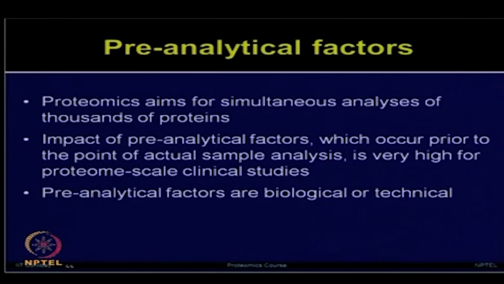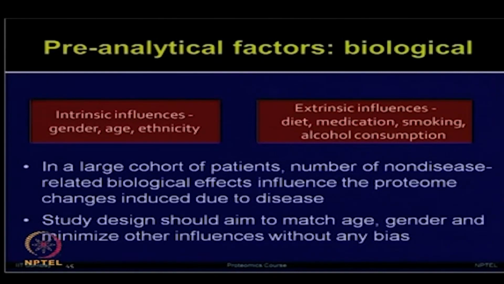So, in proteomics, most of the applications aim for simultaneous analysis of thousands of proteins of a given clinical sample, whether it is serum, saliva, urine, CSF or tissue. The impact of pre-analytical factors, which occur prior to the point of actual sample analysis, is very high for proteome scale clinical studies. The pre-analytical factors could be due to biological variations or due to technical artifacts. So, your studies could be influenced by intrinsic factors or by extrinsic factors.